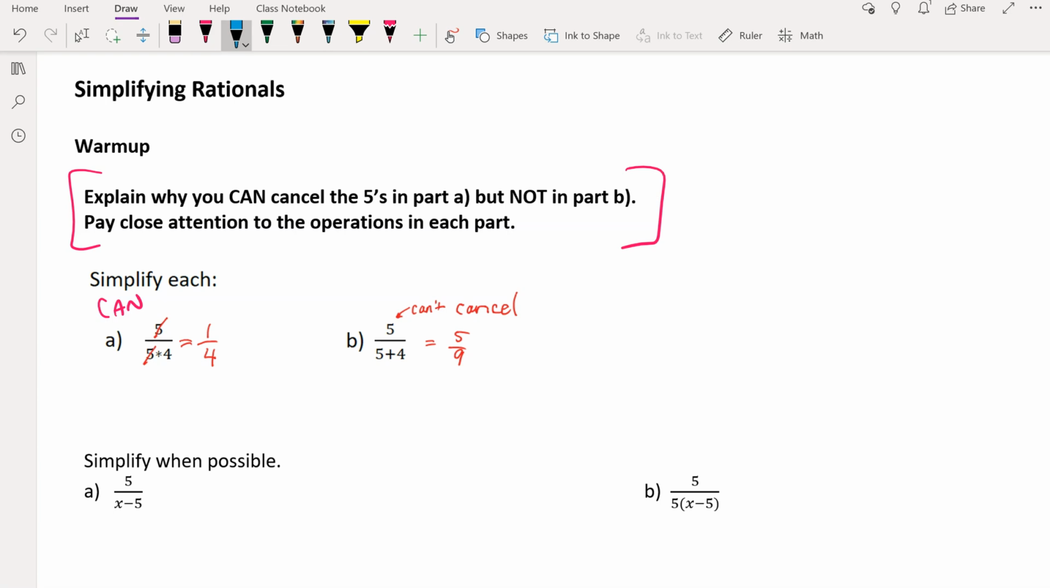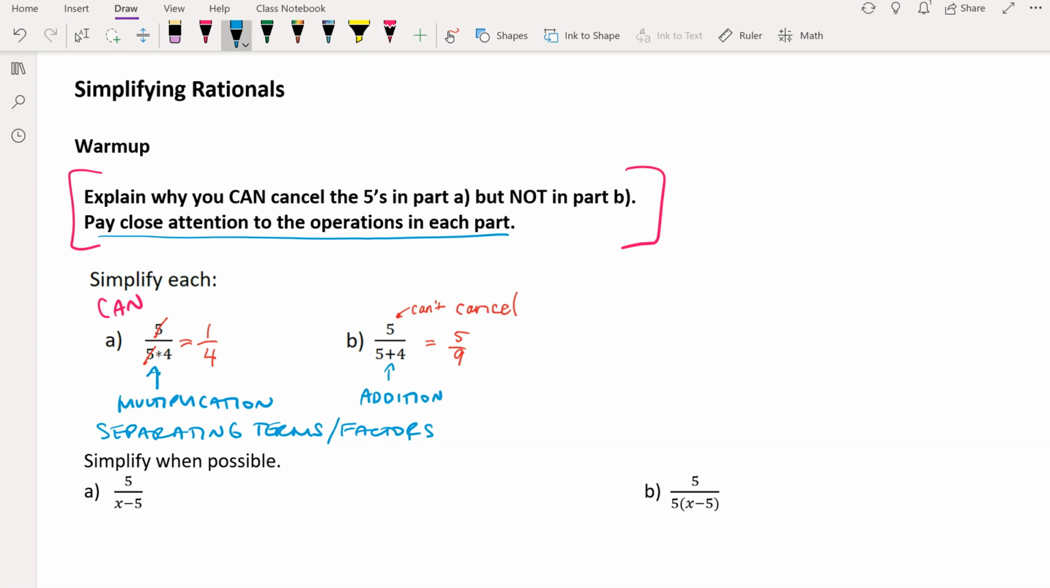Okay, so it says pay close attention to the operations in each part. Well, what is this operation here? That's multiplication. Multiplication is separating the terms or factors. So when you have multiplication separating terms or factors, then you can cancel. You are allowed to cross out terms. When you have addition, so like check out this one, this is addition separating the terms or factors, you are not allowed to cross anything out. When there's addition in the middle, you can't cross out. You just need to simplify by combining, by adding.